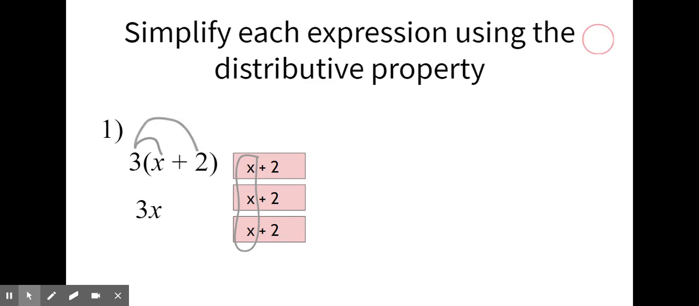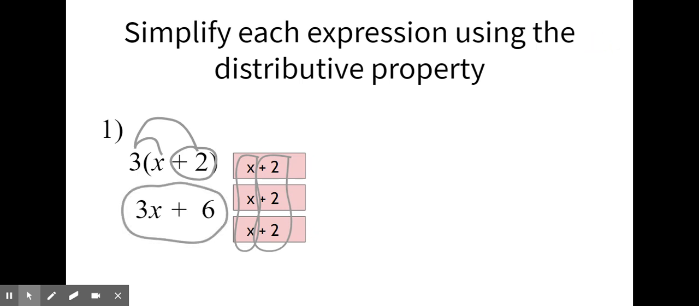And 3 times x means 3 groups of x, which would just give us 3x. Then I would take 3 times positive 2. So here I'm going to circle those 3 groups of positive 2. If you have 3 groups of positive 2, you have a total of positive 6. 3x plus 6 would be the expression in simplified form. I can't add the 3x and the 6 together because those are not like terms. Let's try number 2. Go ahead and copy number 2.